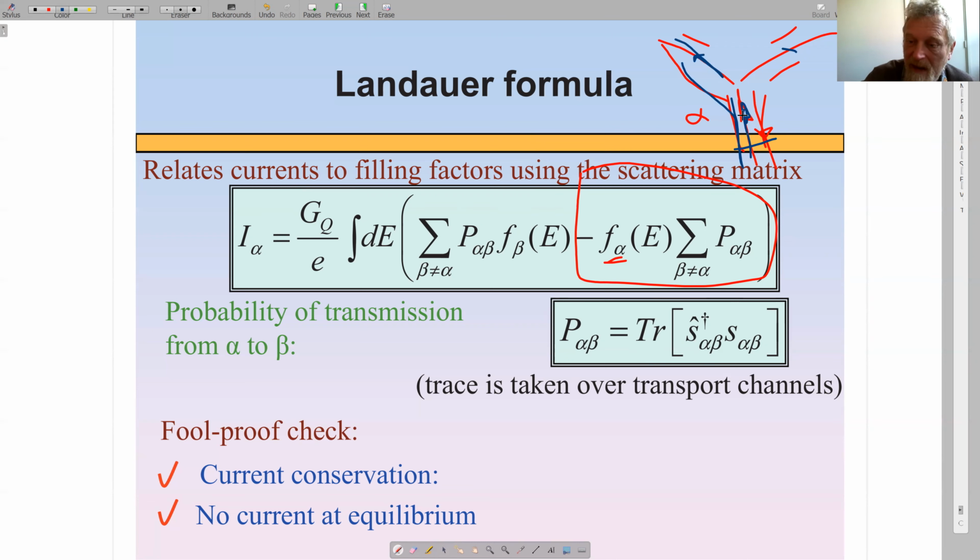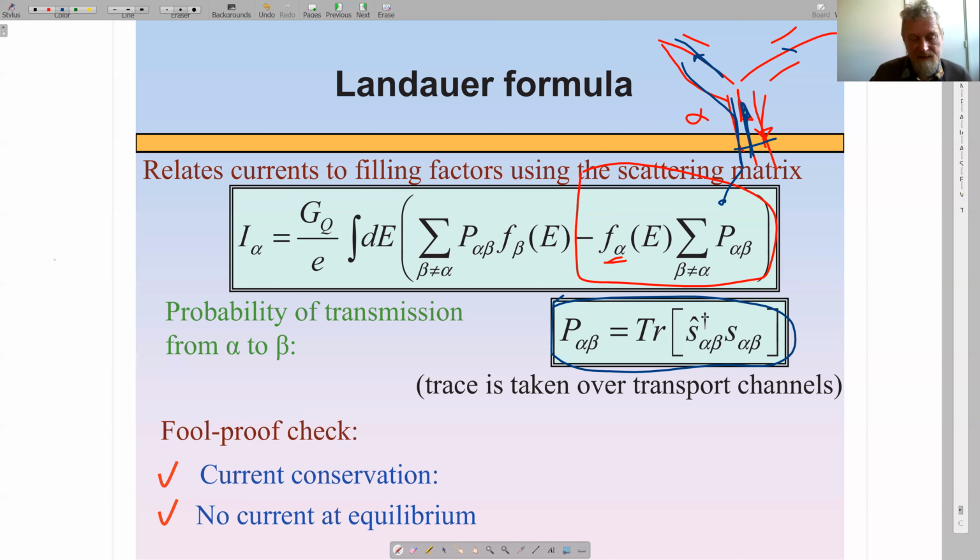So there are some incoming electrons in terminal alpha. Some of them are reflected, and the probability of reflection can be expressed through the probability of transmission. The sum of all of them must be 1. Good. We have settled this. We understood the Landauer formula, and it's in fact a probability analysis. That's how we got these probabilities in terms of the scattering matrix.